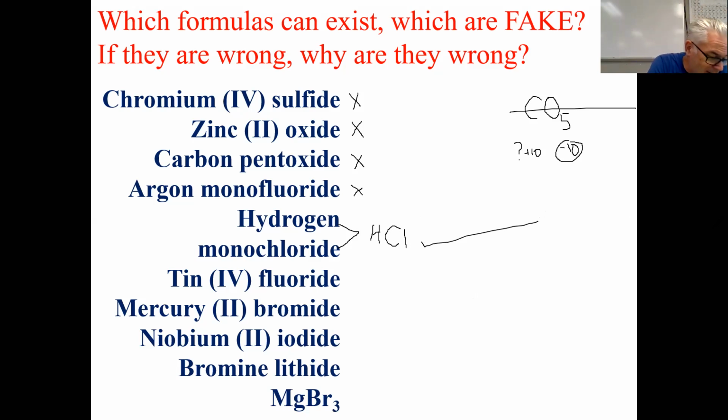Tin, does tin make a positive 4 ion? Of course it does. Tin positive 4, F negative 1. That'd be SnF4. You bet your booties. There's a fun old expression.